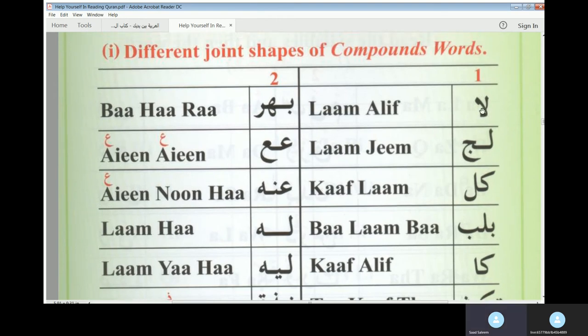Just pronounce lam alif, okay? Alif lam lam alif. Lam alif. Bahara. Just pronounce alphabet. Ba ha ra. Okay. Ba ha ra.